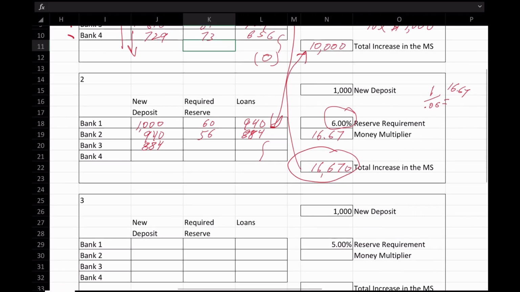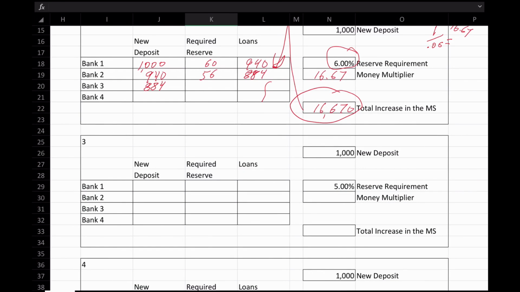So let's do the shortcut here. If we have $1,000 in a new deposit, 5% in reserve requirements, 1 divided by 0.05, how many nickels are there in a dollar? There's 20. So the money multiplier is going to be 20, so 20 times 1,000 is going to be $20,000.